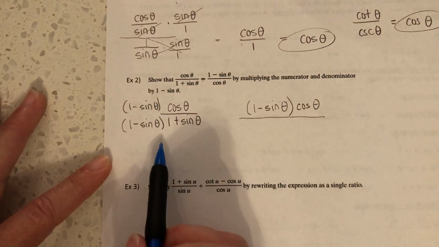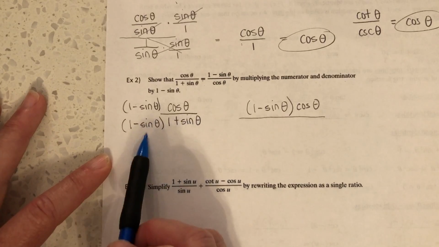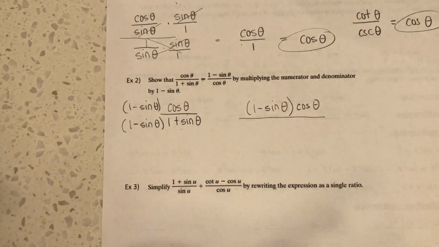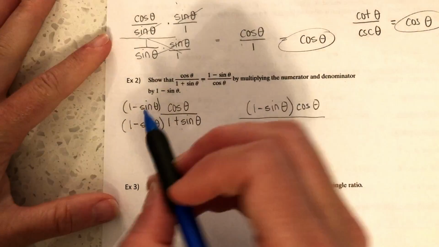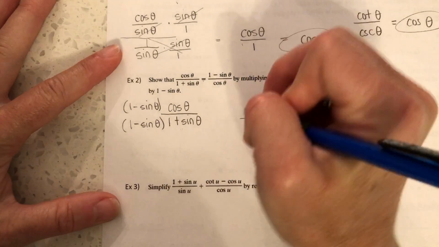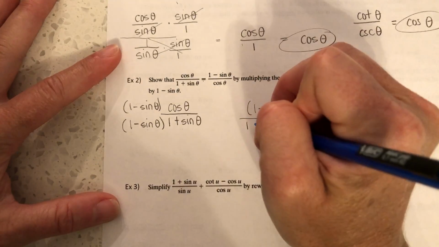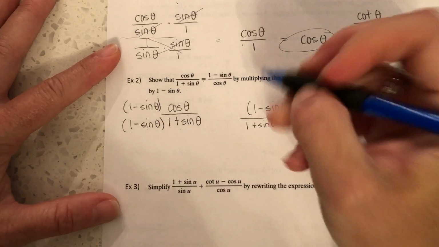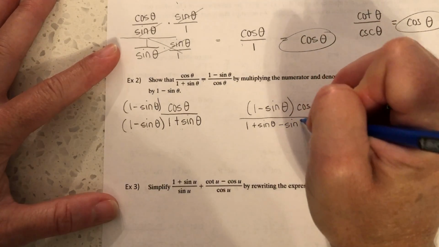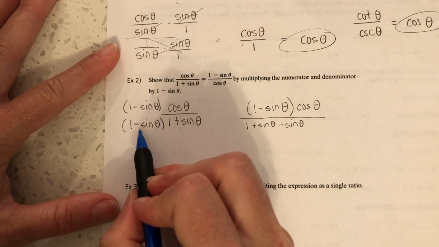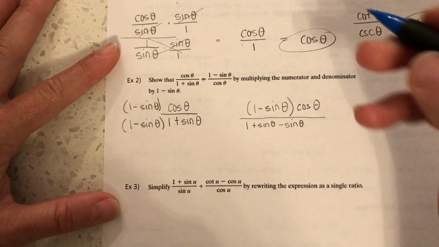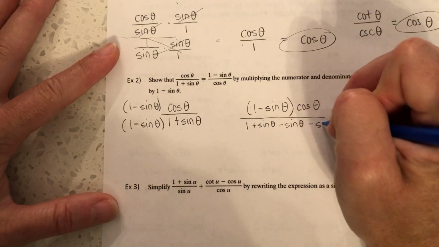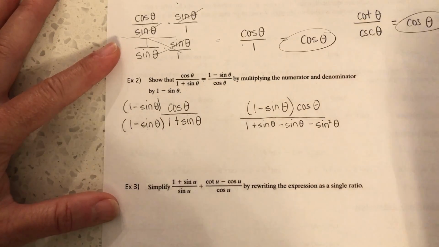Now on the bottom, I am going to multiply them together, because usually multiplying conjugates makes some bad stuff go away, right? So let's multiply this out. 1 times 1 is 1. 1 times sine theta is positive sine theta. Negative sine theta times 1 is negative sine theta. See, they're going to cancel. And then negative sine theta times positive sine theta is negative sine squared theta.